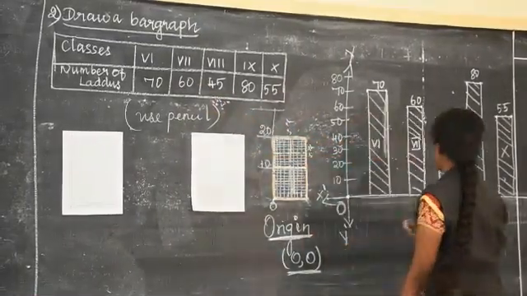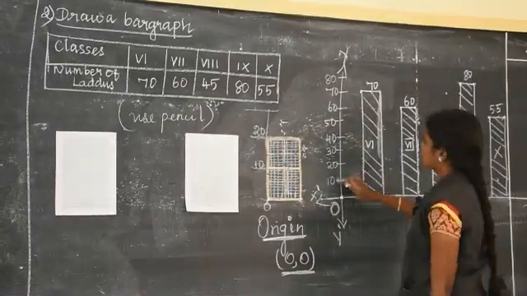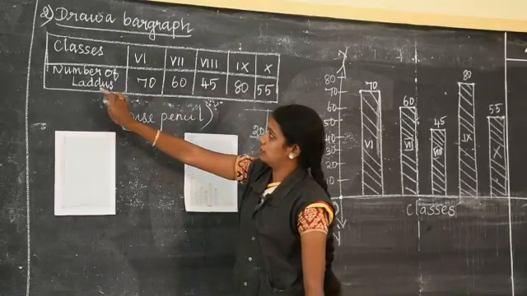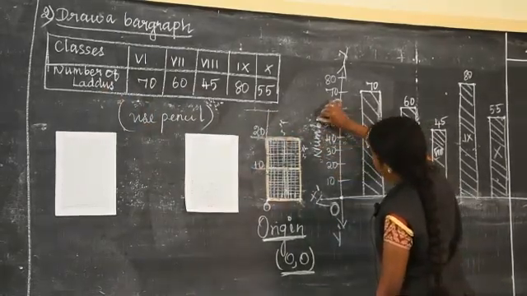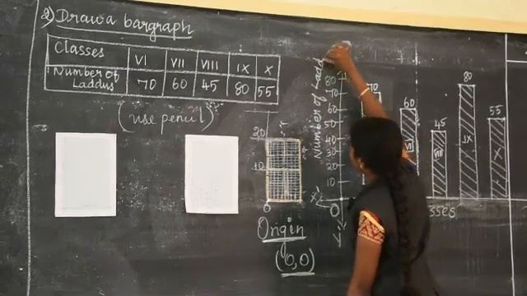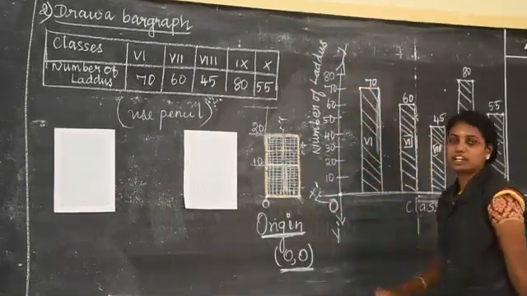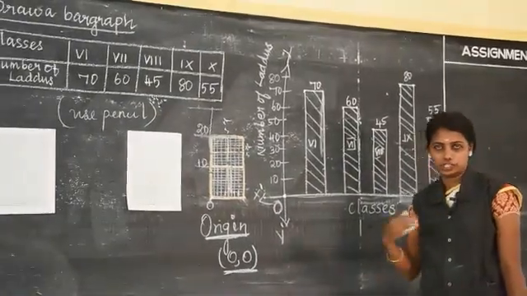So classes, write here as classes. This side, what is given? Number of laddus, write as number of laddus. That's all. The bar graph is 5 marks, very easy. What is the important thing? I will tell you once again.